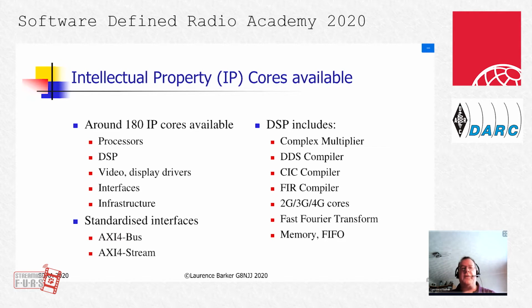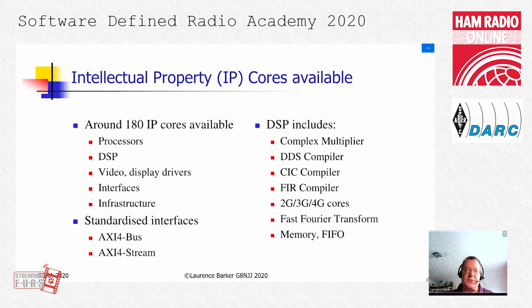If you look at the blocks that are available, there's around 180 in total. There's various forms of processor, quite a lot of signal processing resources, and all sorts of video and display drivers. There's a large number of interfaces, for example USB and Ethernet and serial and others. And then some infrastructure. These are the kind of blocks that everyone will end up needing somewhere along the way. They're all joined together with standardized interfaces, and that's really what's made this whole process work. Because they have standardized interfaces, if somebody adds a block into that overall library of blocks, it will work with others.